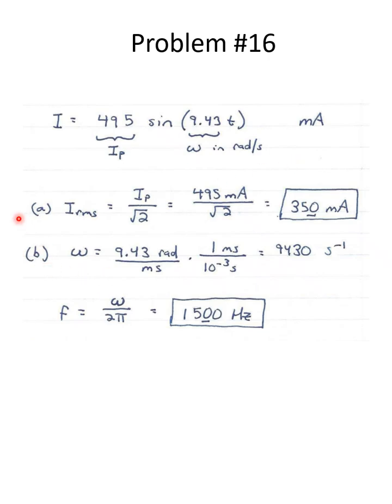So let's do part A. The root mean square current is the peak current divided by square root of 2, so 495 milliamperes over square root of 2, and that gives us 350 milliamperes. For part B, omega, let's first get this in terms of radians per second. So 9.43 radians per millisecond. We do the conversion, 1 millisecond over 10 to the negative 3 seconds. And that gives us 9430 radians per second. And so now we can say that frequency is omega divided by 2 pi, and that'll give us 1500 hertz.